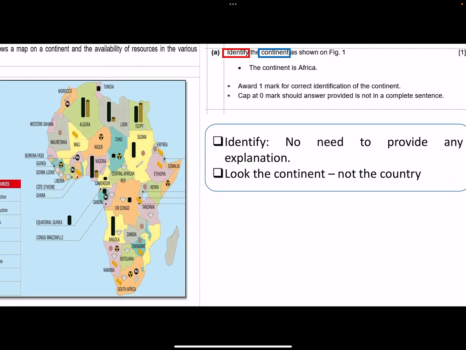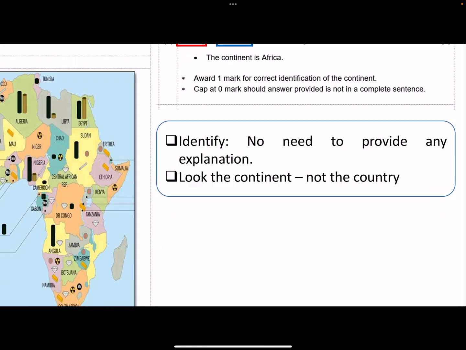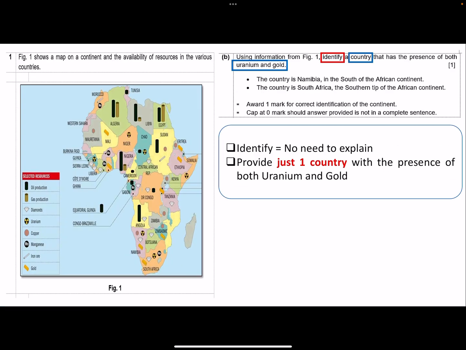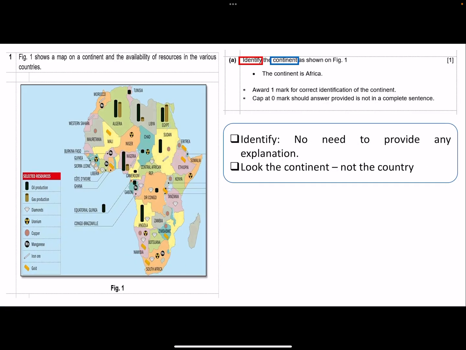Next step, let's look at the question itself, 1A. What does 1A actually want us to do? 1A highlights very clearly that you have to identify the continent only. When you're talking about identify, please remember one word: identify. There's no need to provide an explanation. I just want to know the correct term. So keep this in mind when we're talking about identify.